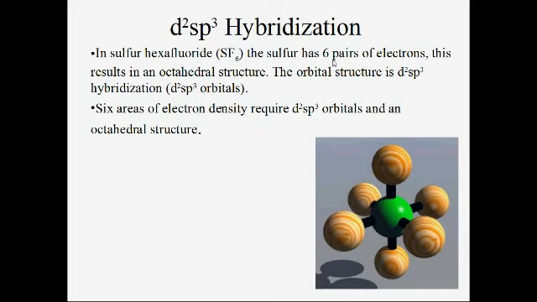To get the 6 area electron density for octahedral structure, we're going to have to pull in 6 atomic orbitals. So that'll be the s, the 3 p, and we have to pull in 2 d orbitals. So this will be d2sp3 hybridization. This is for our 6 area electron density, which means an octahedral structure.